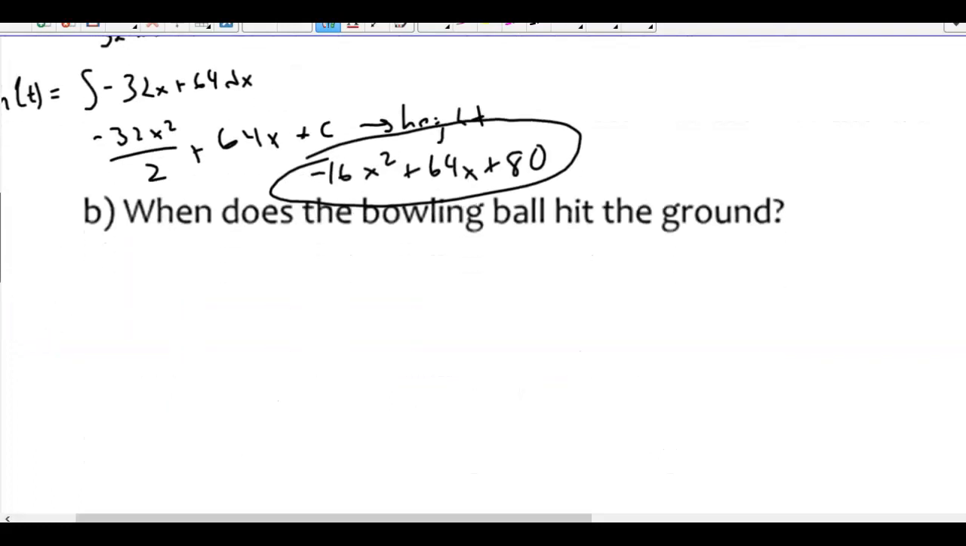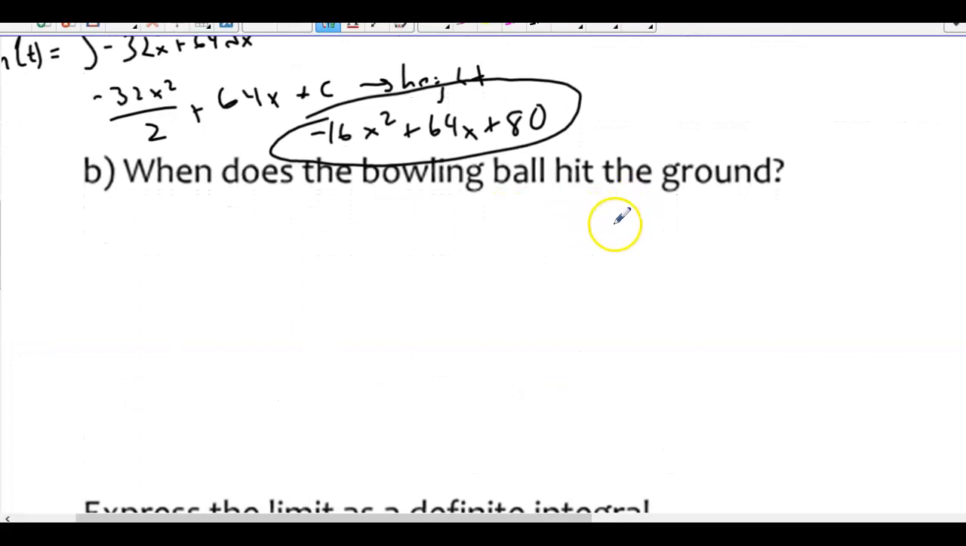Now B, it says, when does the bowling ball hit the ground? Well, we set this equal to 0 because the height is 0.